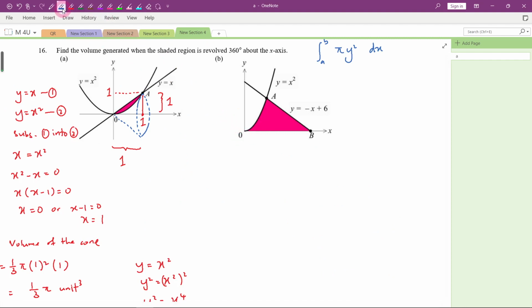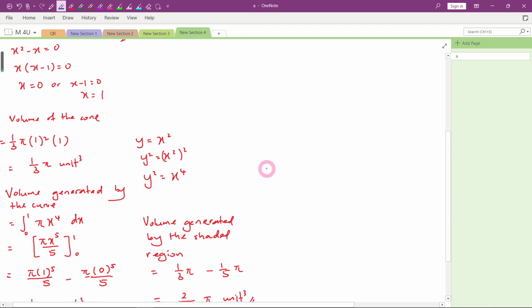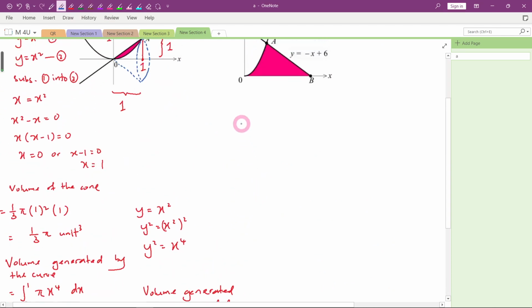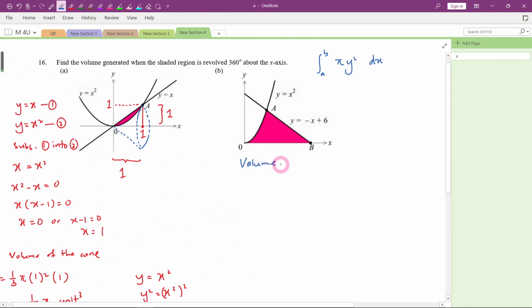Okay, so let's say if you don't want to use this method, we can try another method. Let's see whether we get exactly the same answer or a different answer. First, I will find the volume of the cone, but this time I will be using this formula. Integral from 0 to 1 of pi y squared, so this is x squared, dx, minus, this is the volume of a cone, this is the volume formed by the curve, pi y squared, x power 4, dx.